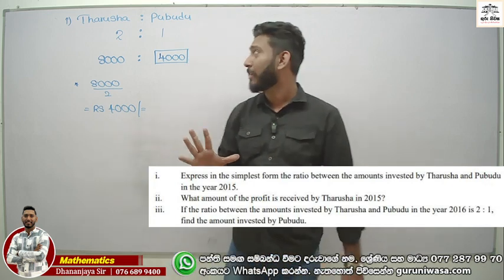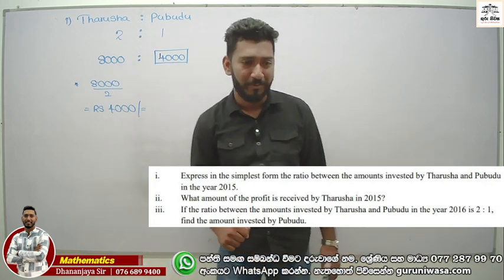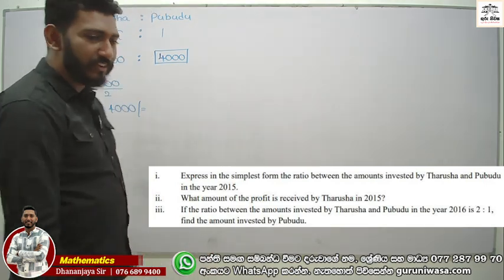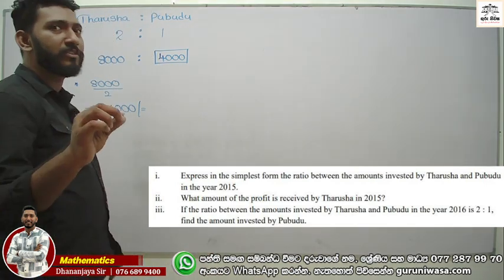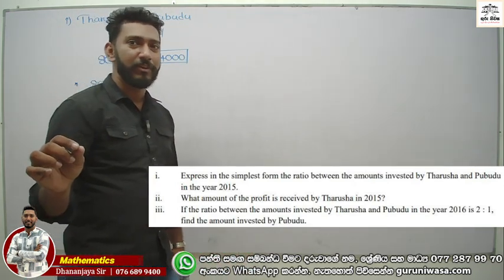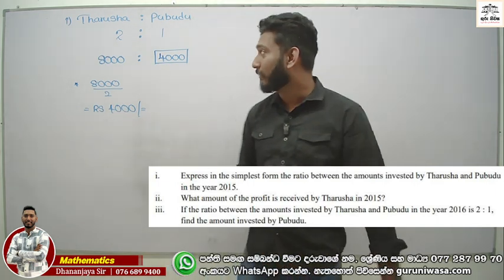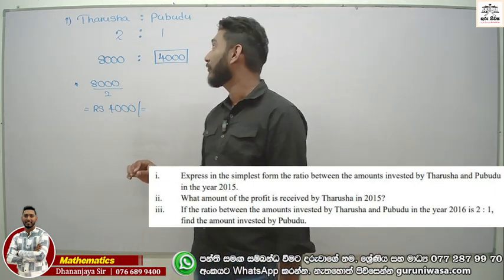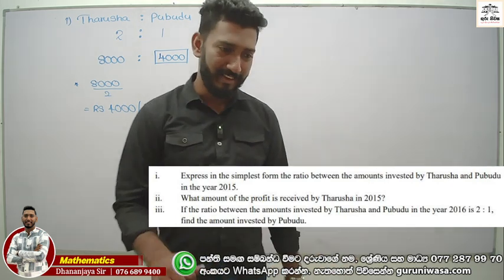How should it be? Tarusha should get double. Right? Now, what is the reason? The reason is the time duration is the same, but the invested amount is different. Therefore, it's not fair to give the same profit to Tarusha and Pubudu. Right? Okay.